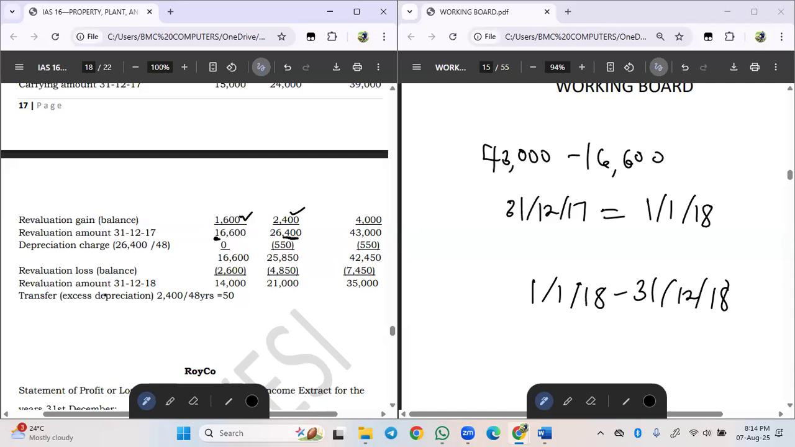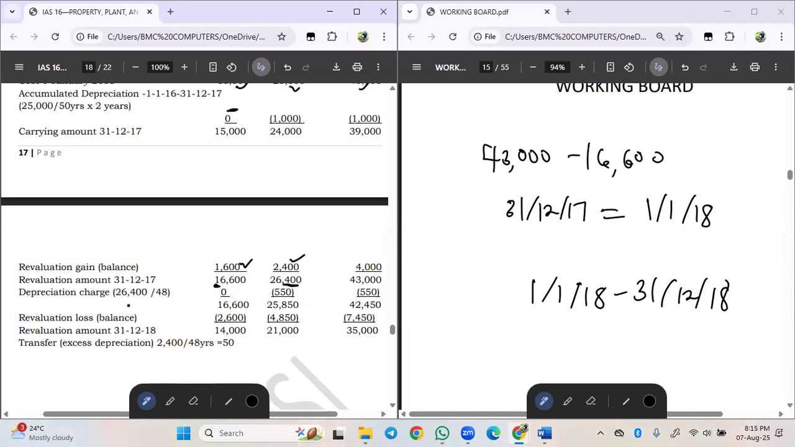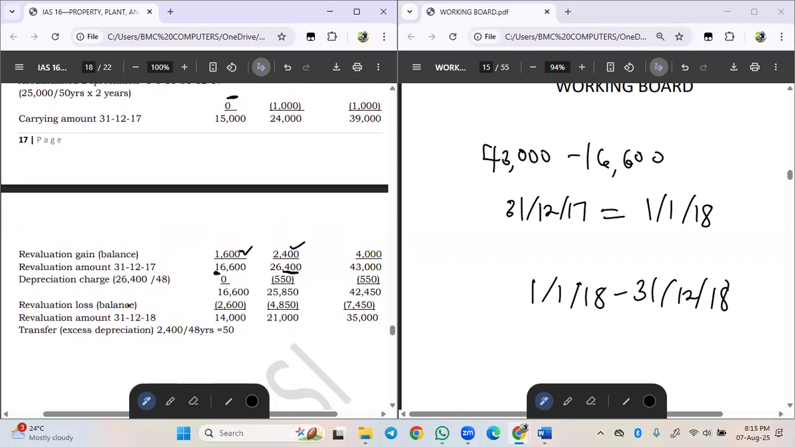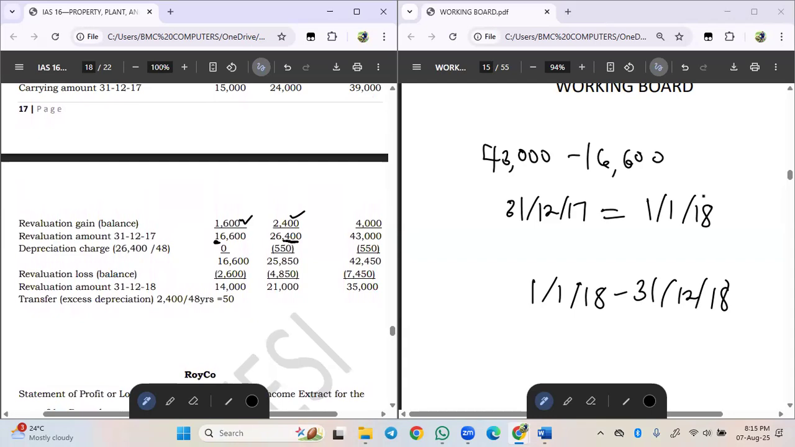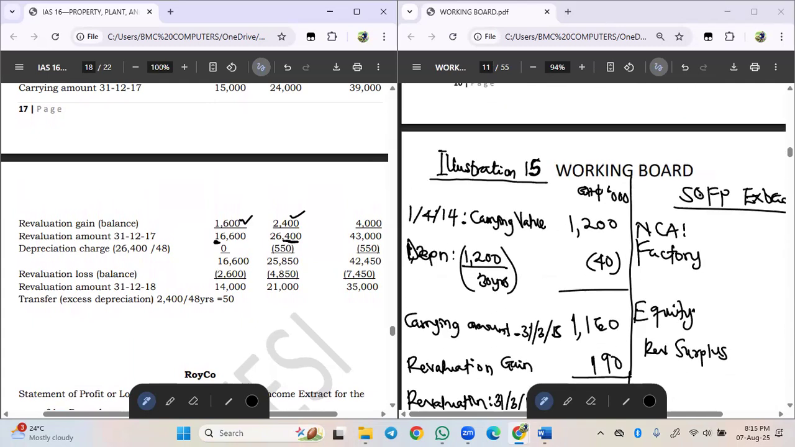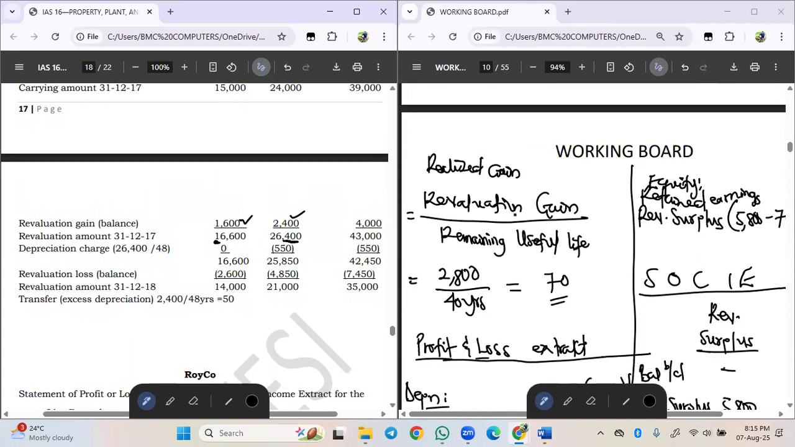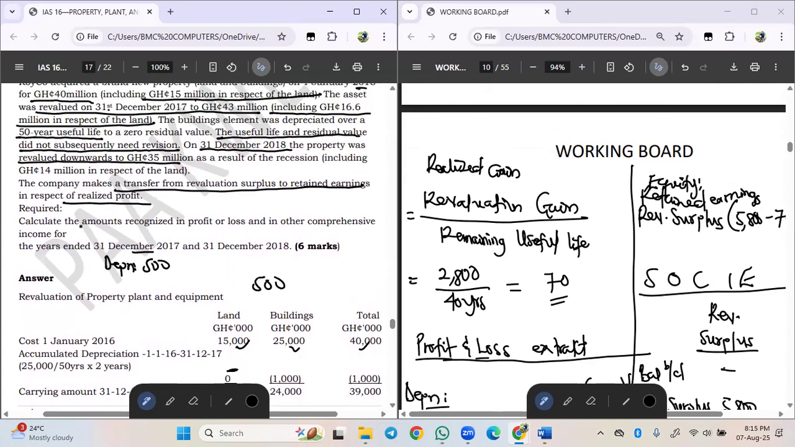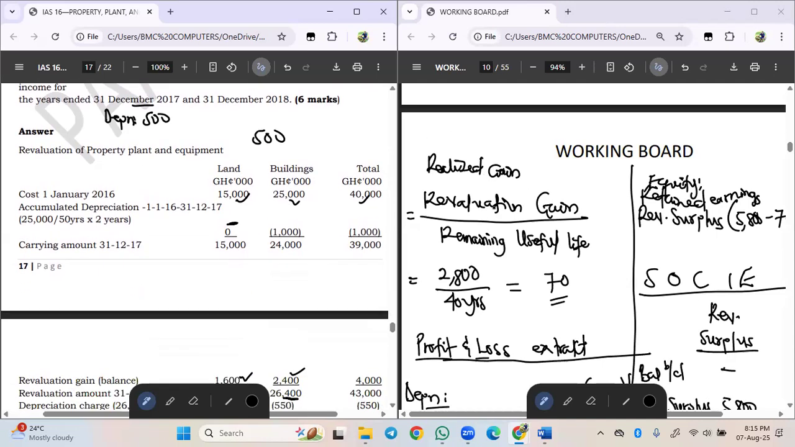Now, the transfer of excess depreciation. I gave you a simple formula, and that's what they used here. It is the revaluation gain over the remaining useful life, because it was in the question to transfer that revaluation surplus to retained earnings in respect of realized gain. That's what I've written here. So it is the revaluation gain of that particular asset that we depreciated, and it's only one asset that we depreciated in this question, that is buildings.